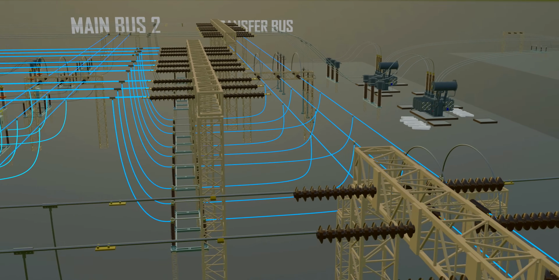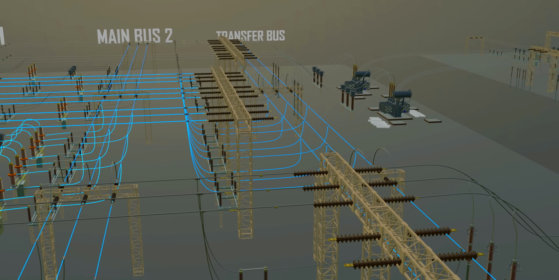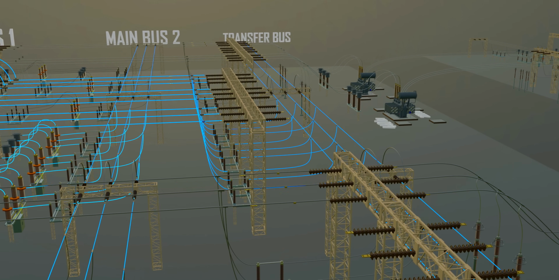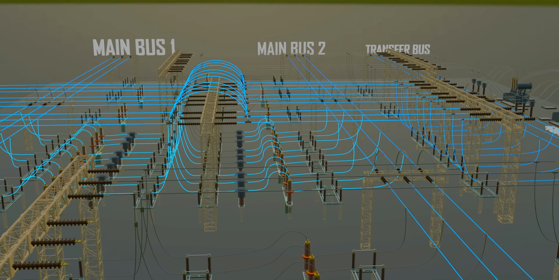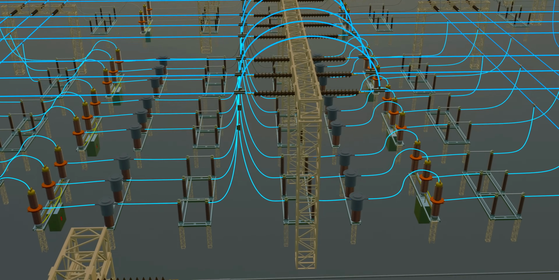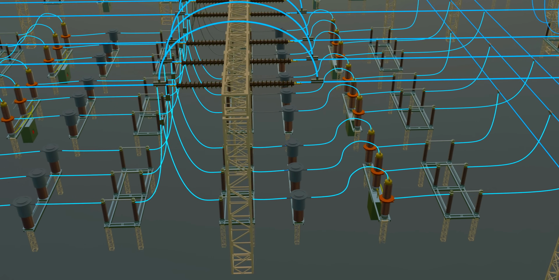One important point, all three bus bars are not energized at the same time. Currently, only main bus 1 is live. Its isolator is closed, while those for main bus 2 and the transfer bus remain open.